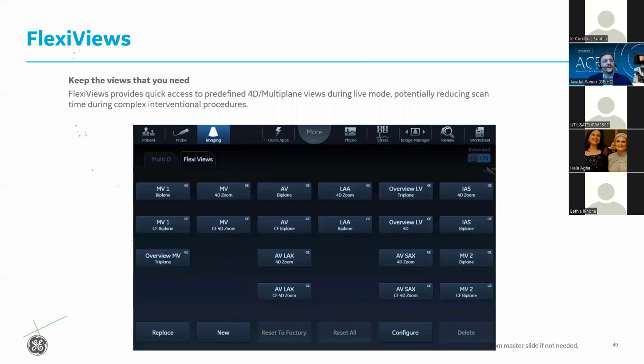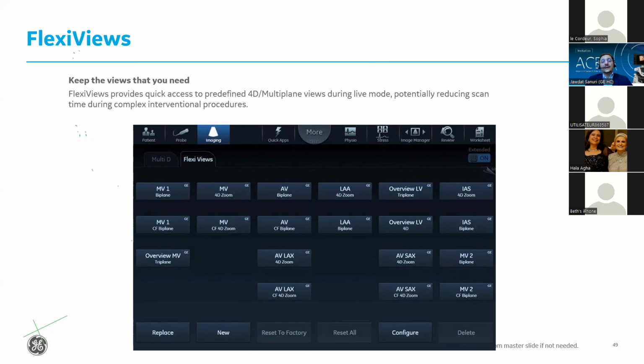In addition, there's also the possibility to do automatic zooming, automatic cropping and zooming of 4D structures. So for example, if you start with that same 4-chamber view for the mitral valve, and you click on mitral valve 4D zoom, immediately we'll have the same cropped area with the same type of view.